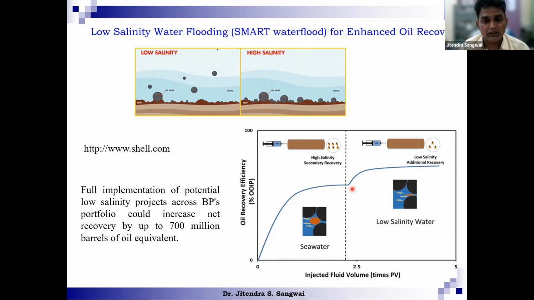So if you slightly tune the concentration of the salt, you can see that there is a significant increase in recovery from the reservoir. So you can actually see potential additional recovery due to the low salinity water injection, right? And it has been observed that in some of the projects that British Petroleum has done, they could increase the net recovery by about 700 million barrels of oil equivalent. And that is a significant incentive for the oil and gas industry. Now I'll touch upon some of the basic concepts that govern this phenomenon and the work that we have done so far.